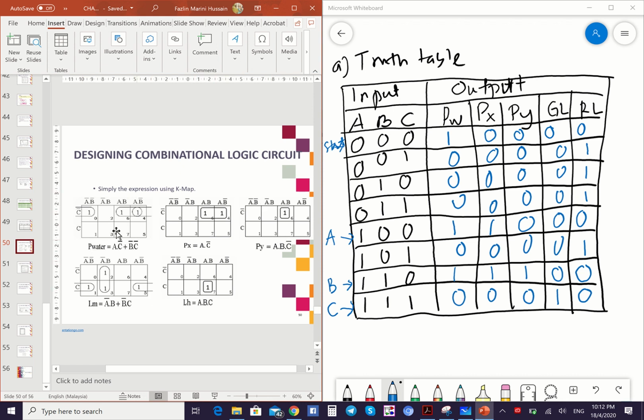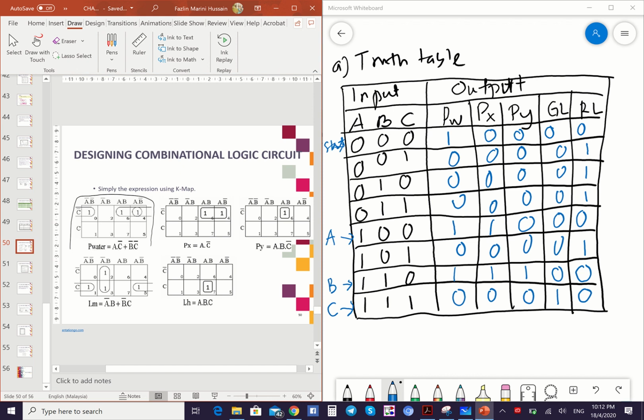Okay, one K-map for each output. For example, if you refer to PW, this is PW. The value in the K-map is based on the value in your truth table here. So you just map the value.